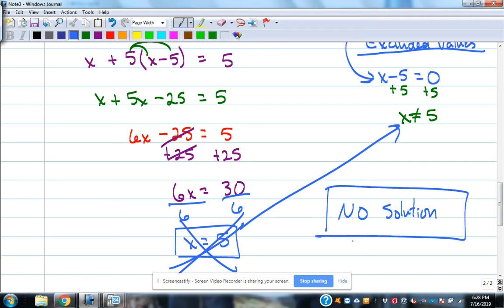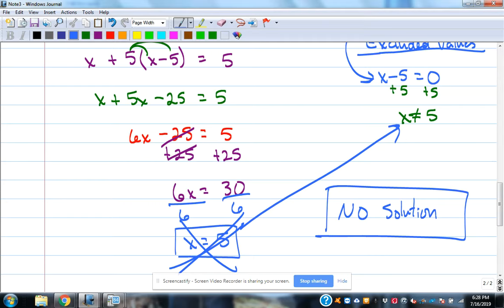Because the only answer I was able to find matched the excluded value, it can't be. That means there's no solution. If I had solved this and had a quadratic with two answers, and one of them was an excluded value and the other one wasn't, I'd still have one answer to fall back on. This one I only found one answer. It happened to match my excluded value, so I know that this equation has no solution. Okay, because those matched up.